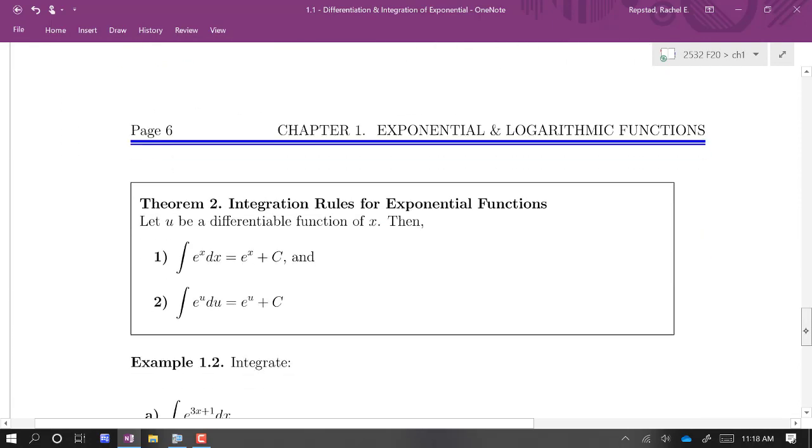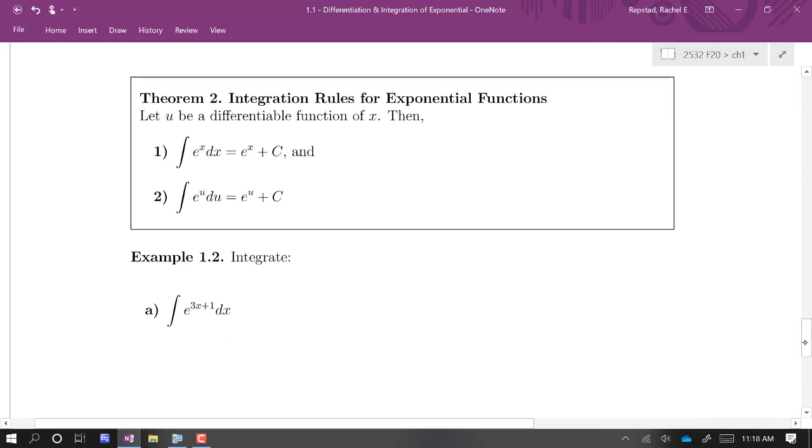All right. e to the x is its own derivative. That means it's also its own integral. So the integral of e to the x dx is e to the x plus a constant, of course. And the integral of e to the u du is e to the u plus a constant. You might recall that integrating has a lot to do with seeing if something fits a form. We can't always make it fit a form, but we can see if it does fit a particular form.